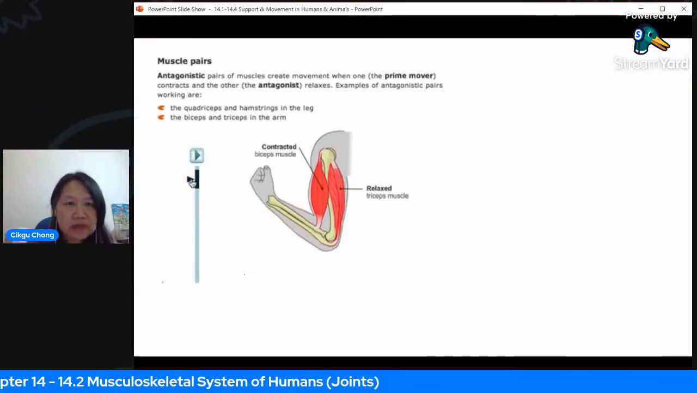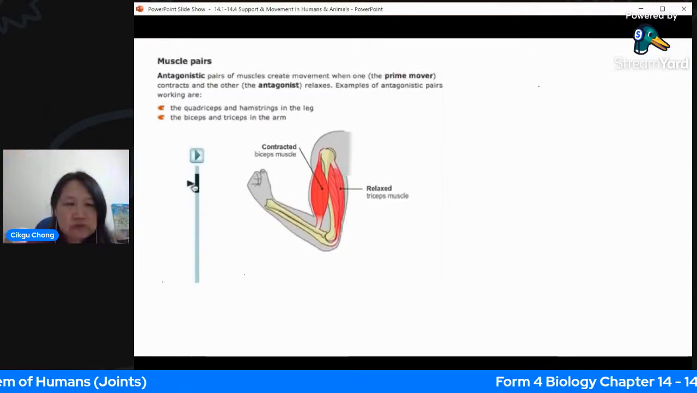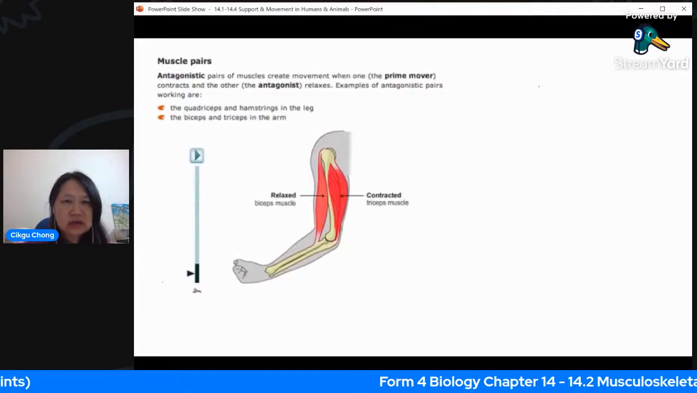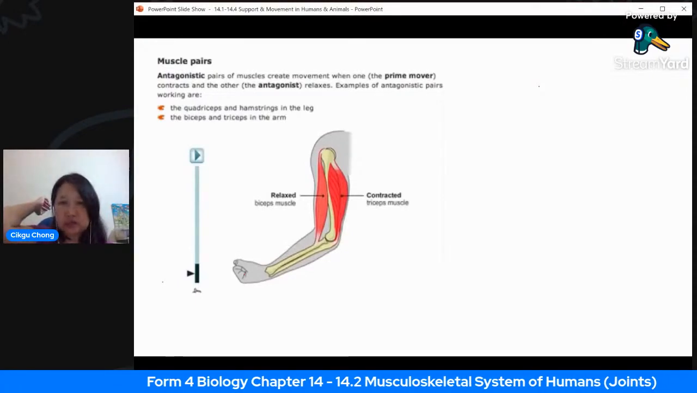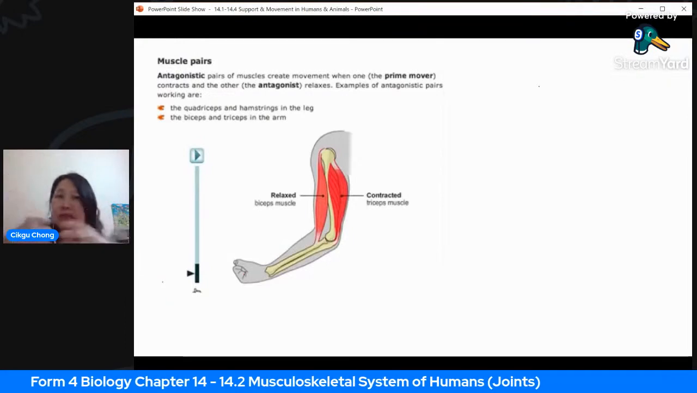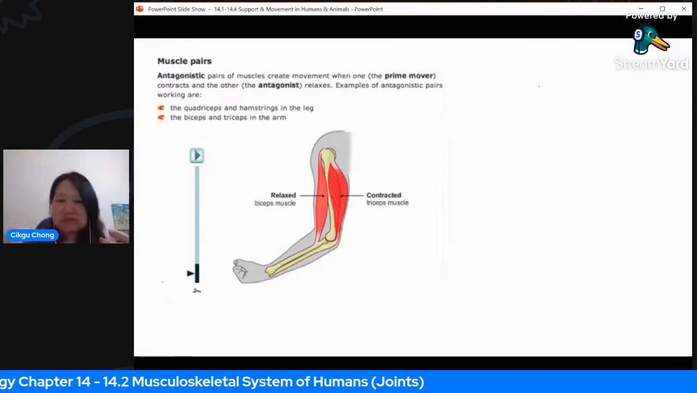It goes up. Now you see it's contracted, then you pull the bone up. Now you want to extend it. You see behind, your tricep will have to become shorter. When it becomes shorter, you notice it becomes bulkier. It becomes fatter. Let's do it again.